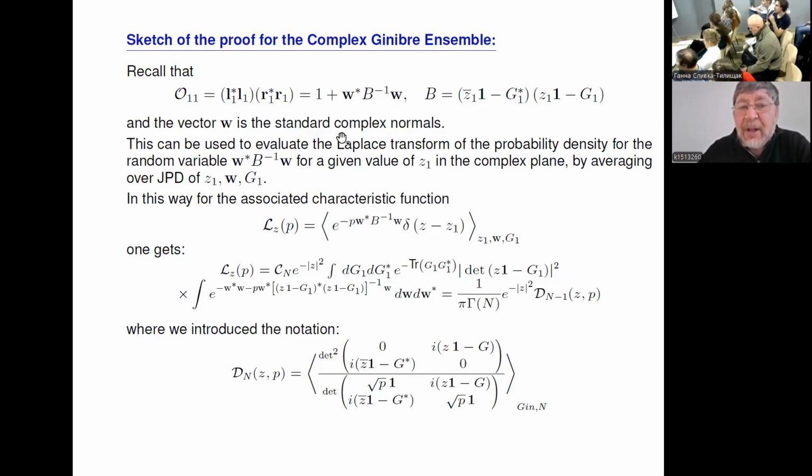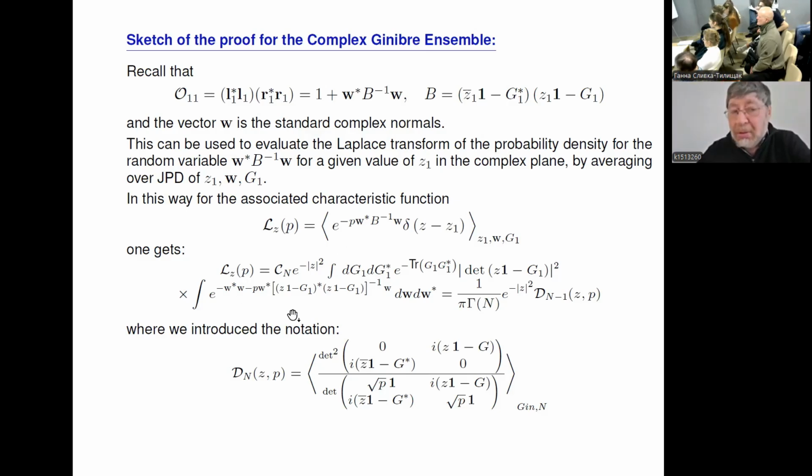So at the first step, the idea is, for this variable t, let us introduce the characteristic function, which is nothing else but the corresponding Laplace transform of the probability density for this random variable. Explicitly, we take exponential minus p, the Laplace parameter, times this random variable, and of course we condition on eigenvalues in the vicinity of a given point on the complex plane. And we need to average over all these variables. Averaging over Z1 is trivial because of the delta function. W is also simple because it's a Gaussian vector. The most non-trivial part is the average over these Ginibre matrices of size n-1.